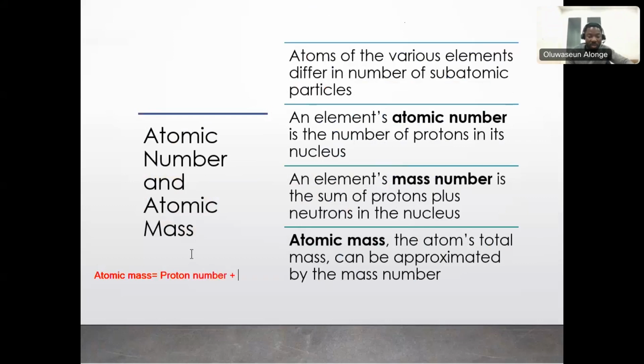That is equal to the proton number plus the neutron number. So when you add those two together, that's what gives the atomic mass. And I told you the mass of an atom is not determined by the electrons.